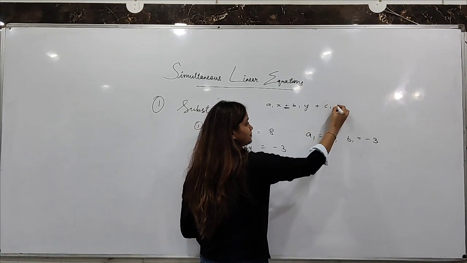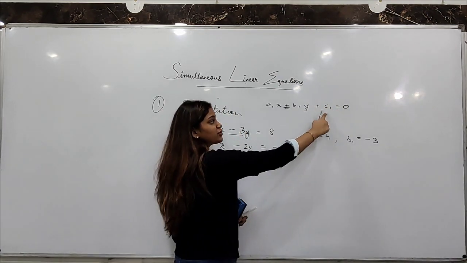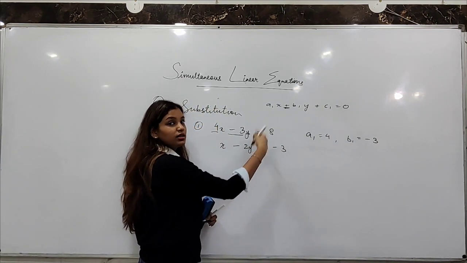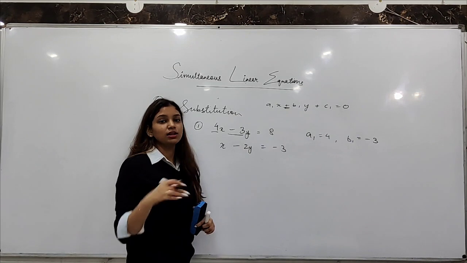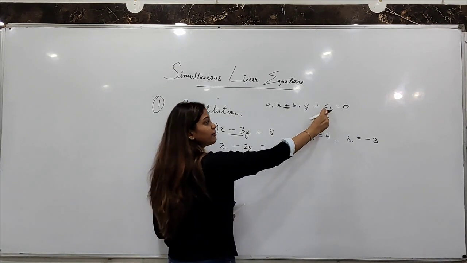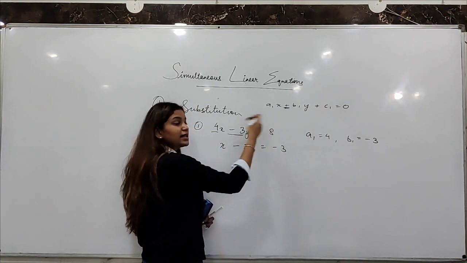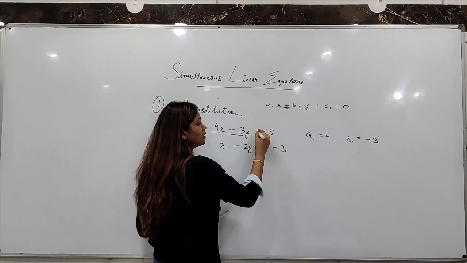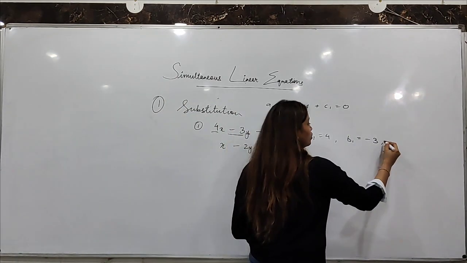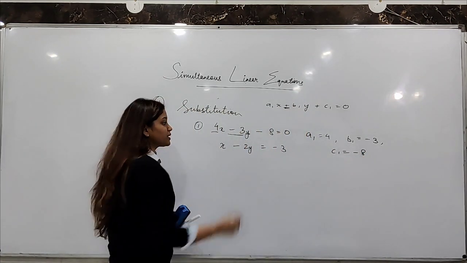And one more thing, c1 in the general form was on the LHS. But if you see this equation, the c1 is on the RHS. It is on the right hand side of the equal to. पर हमें c1 का फॉर्म बताना है LHS में कैसा होगा. तो अगर मैं इस 8 को LHS में लाऊंगी, it will become a minus 8 equal to 0. So c1 here is going to be minus 8. I hope it was clear.